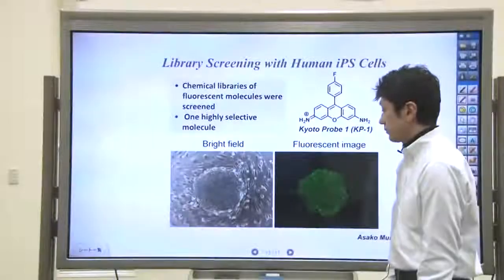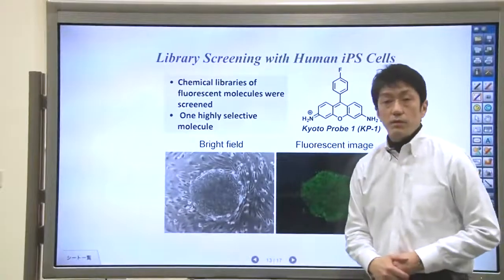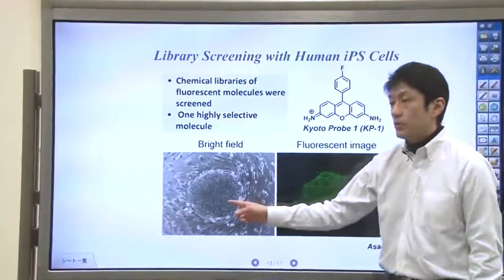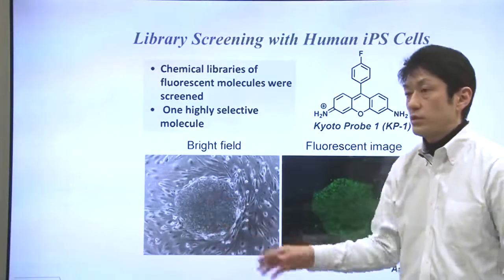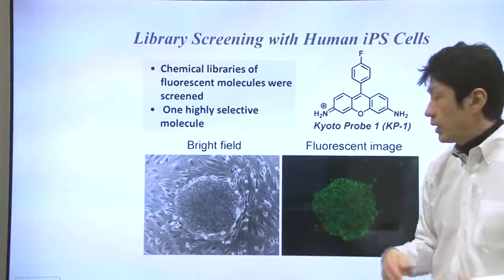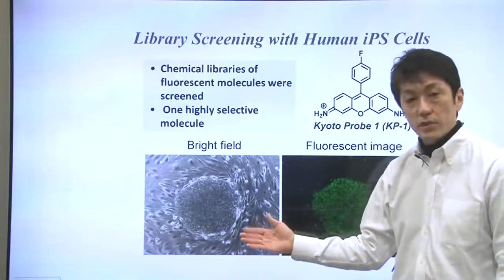So it's really fluorescent, like that. It absorbs the light, UV light. It emits the visible light. So that's why it is fluorescent, like this. Okay. So KP1 can label an iPS cell colony like this, but not feeder cells. Feeder cells are like a carpet for stem cells.